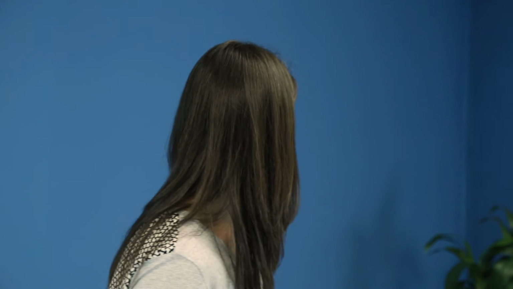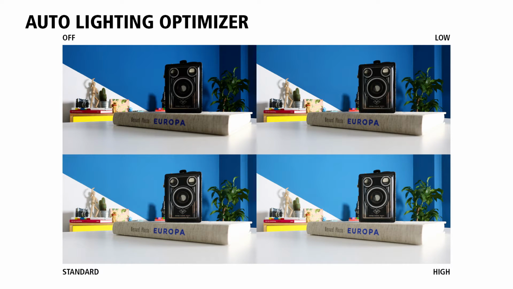Let's practice with it a little bit. I'm going to take 2 pictures of some objects, one with a high lighting and the other with a low, for you to see the difference between them. First with the lighting off and the second one with a high lighting.